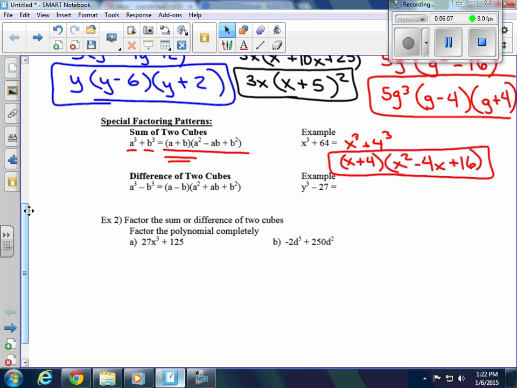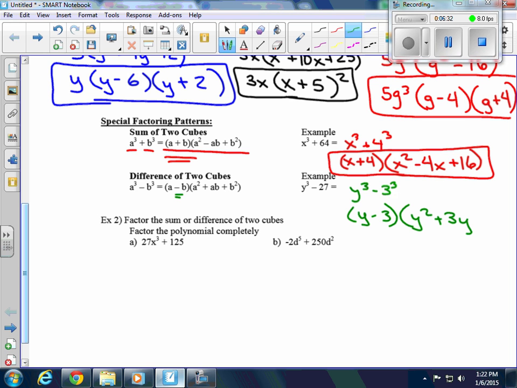The sum of two cubes is going to work, the difference of two cubes is going to work exactly the same. Only now the only negative sign is going to be in between here. So again, I'm going to rewrite this y cubed minus 3 cubed, because 3 cubed is 27. So here it's going to be y minus 3 in our first parenthesis. And it's going to be y squared, multiply the two together, we get 3y, and then it's going to be plus 9. So there is what you would get with the sum of two cubes and the difference of two cubes.